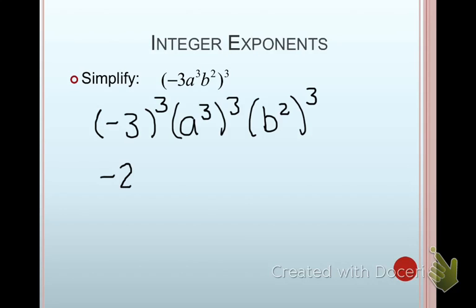Okay, so negative 3 cubed means negative 3 times negative 3 times negative 3, which is going to give me a negative 27. A cubed cubed, we're going to multiply those two exponents, is going to give me a to the 9th. And b squared cubed, I have to multiply those two exponents, is going to give me b to the 6th. And there's your answer.